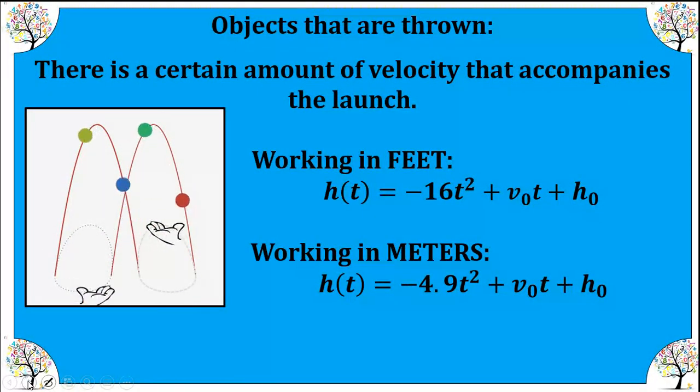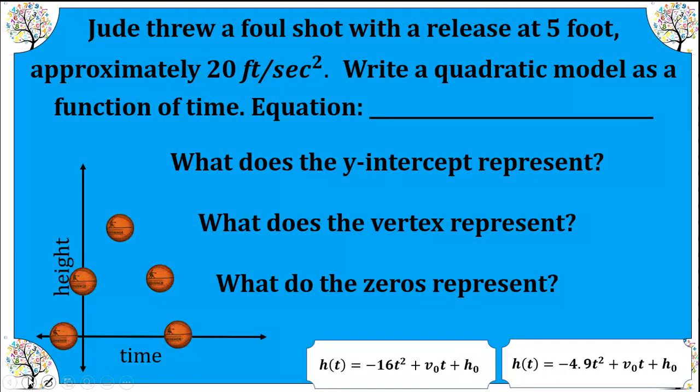And again, here are the formulas for when the objects are thrown. So let's take a look at our first example. Jude threw a foul shot with a release at 8 feet, approximately 20 feet per second. We're going to write the quadratic model as a function of time. So because we're talking about feet, we are going to use negative 16.